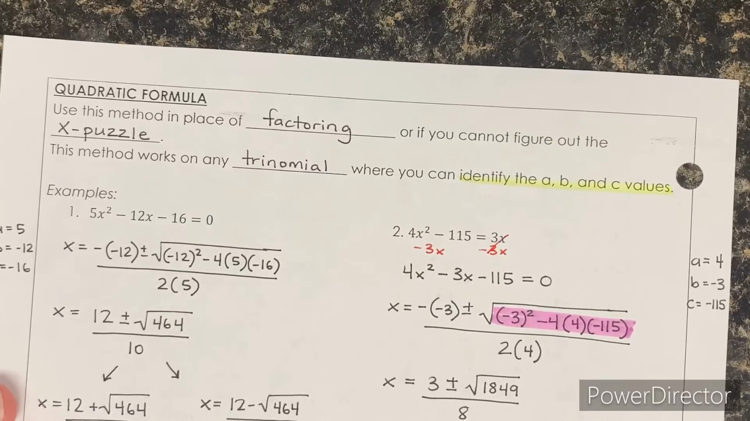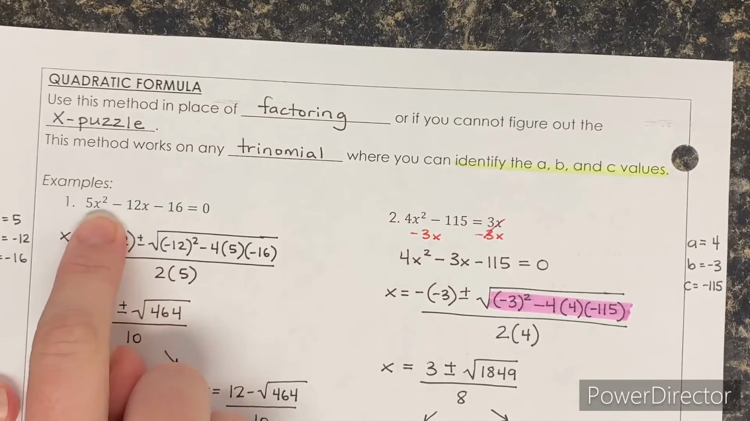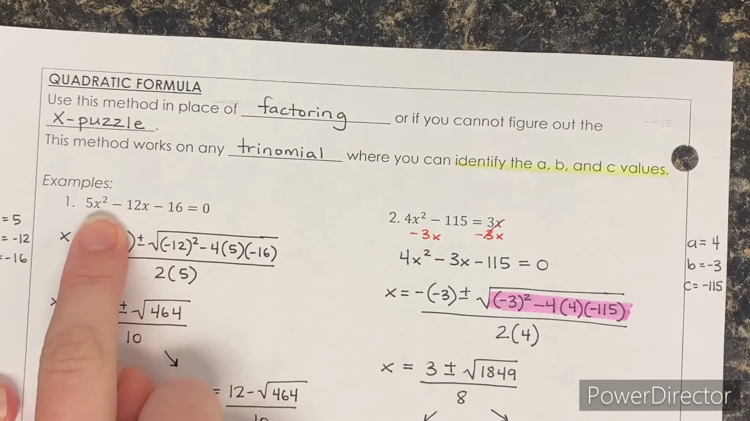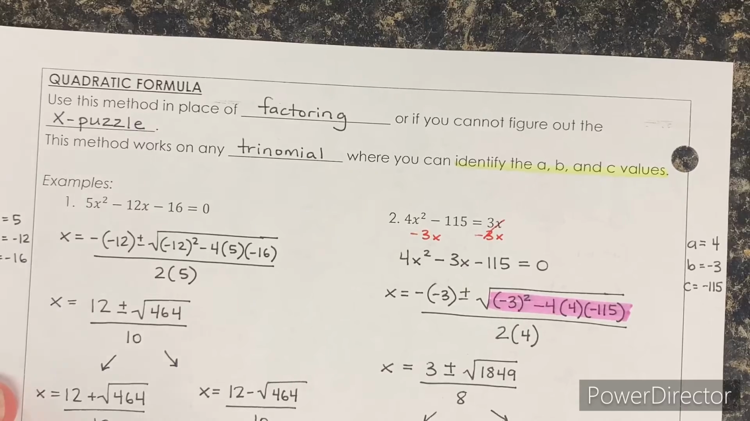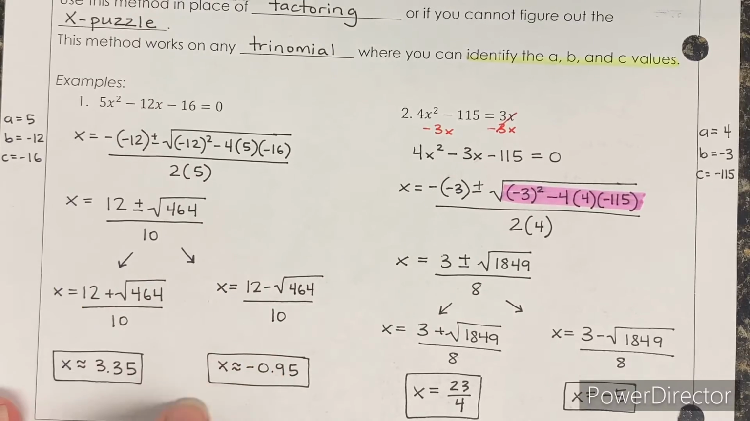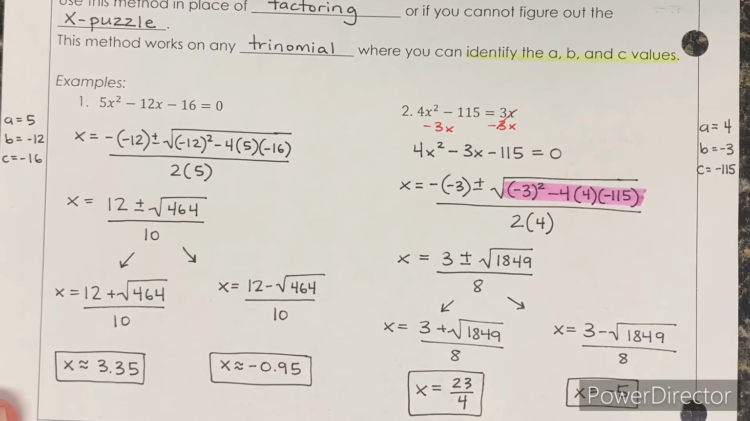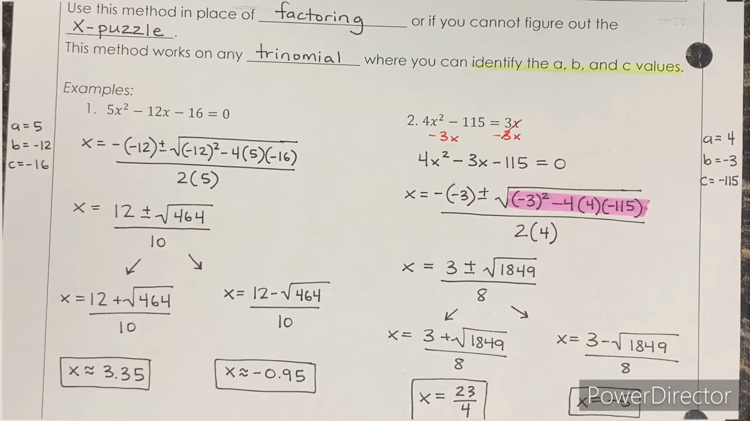And then here's the quadratic formula, which we just did. It also works on trinomials, but there are some trinomials like this that cannot be factored. When you get to those and you cannot figure out that X puzzle, you are required to use the quadratic formula. If you like the formula more than factoring, then you can also use this. Okay? So those are 3 methods that you have whenever you are solving quadratic equations.